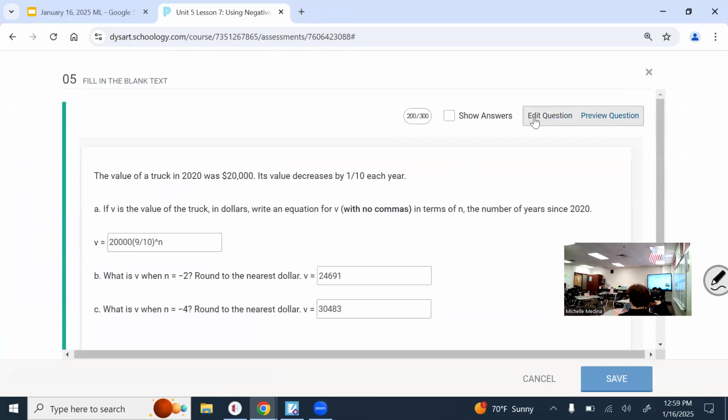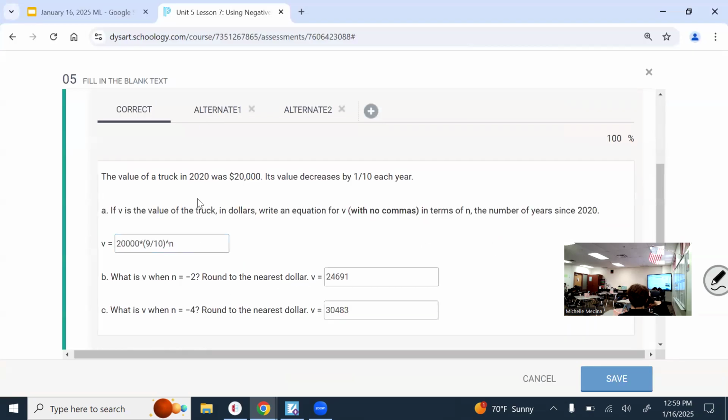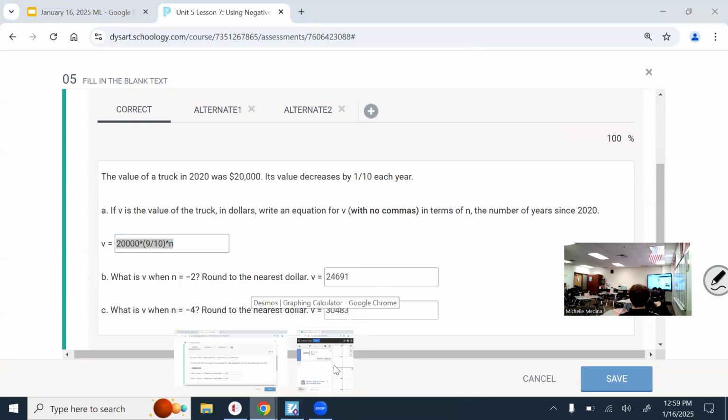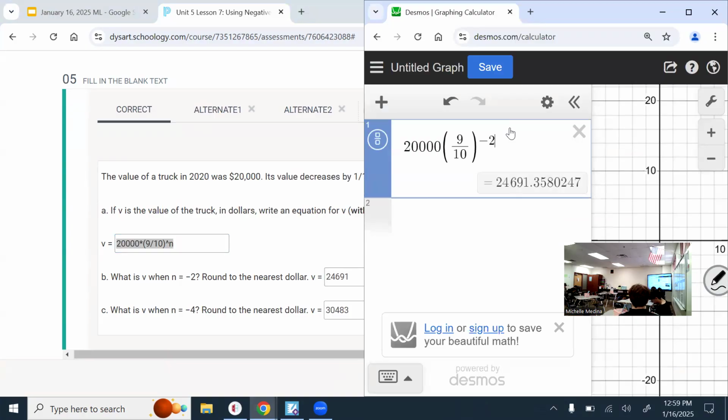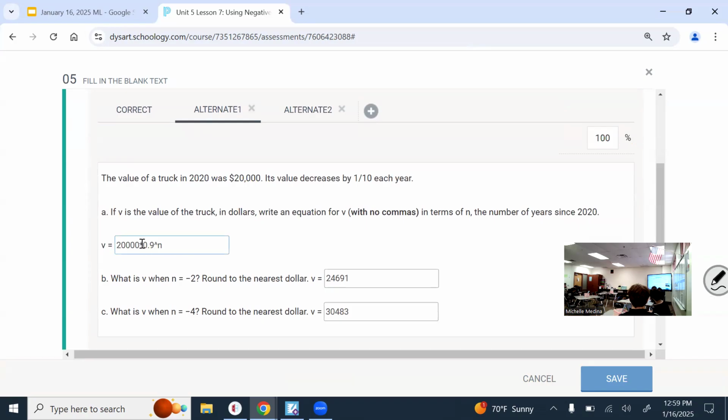But let's see. Wait, it says one of them's wrong. I'm pretty sure I'm not wrong, but all right. So this one they use a star for times. That's still the same thing I said. These are still the same numbers I said. So 24,691. Yep, I did say that. Then they have it with this times and no parentheses. Then they have it like that.